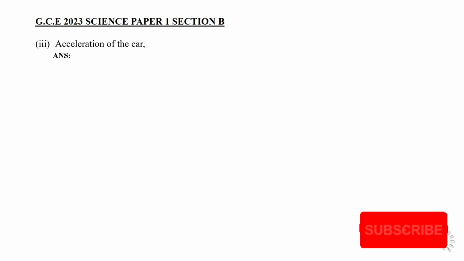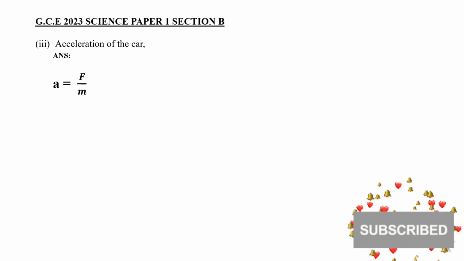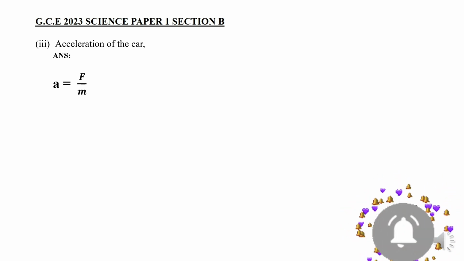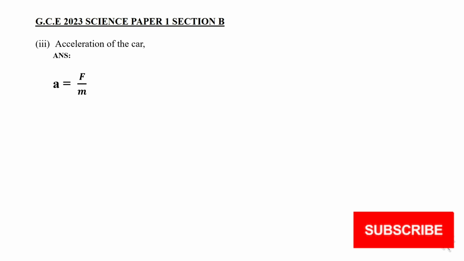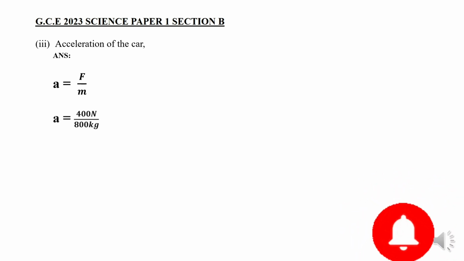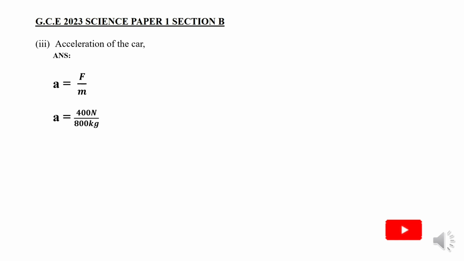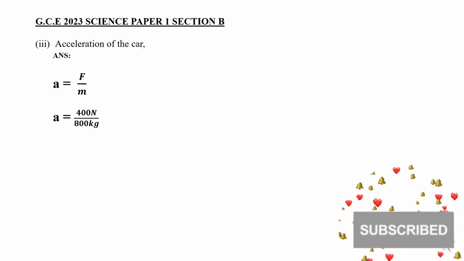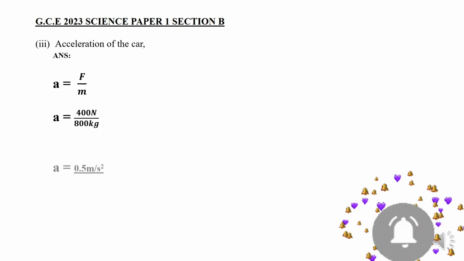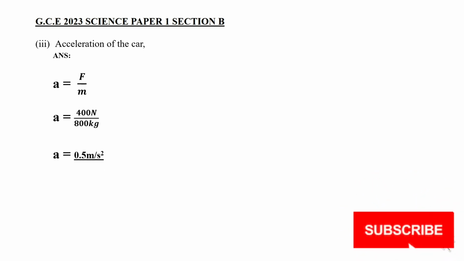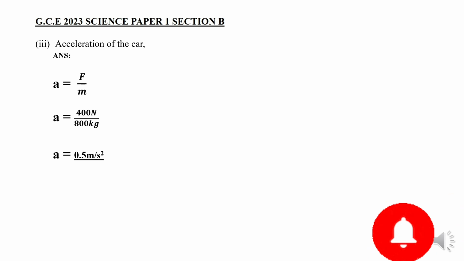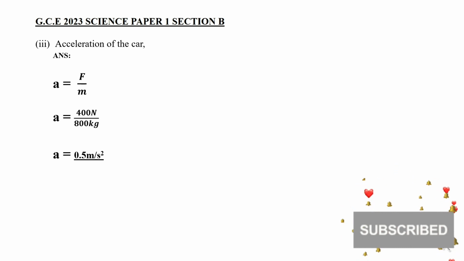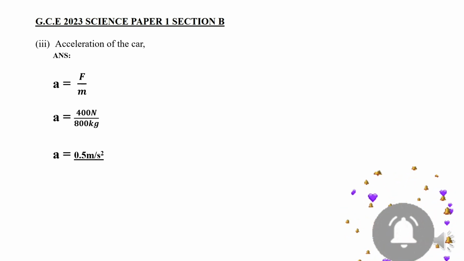We calculate the acceleration of the car. Acceleration is equal to force acting on the car divided by mass of the car. For the force on the car, we are going to use the resultant force, which is 400 newtons, divided by the mass of the car, which is 800 kg. When you divide, you are going to have 0.5 meters per second squared as the acceleration of the car.